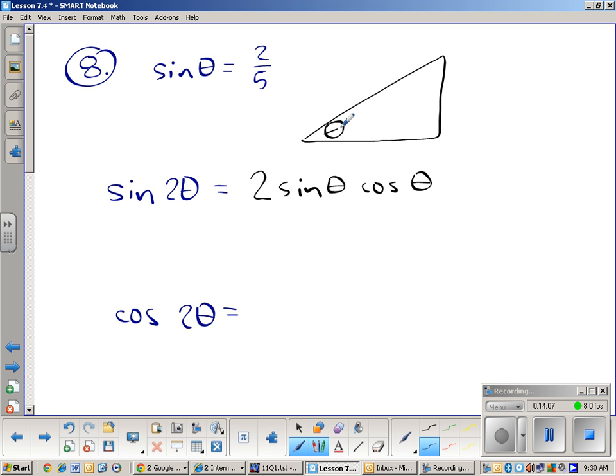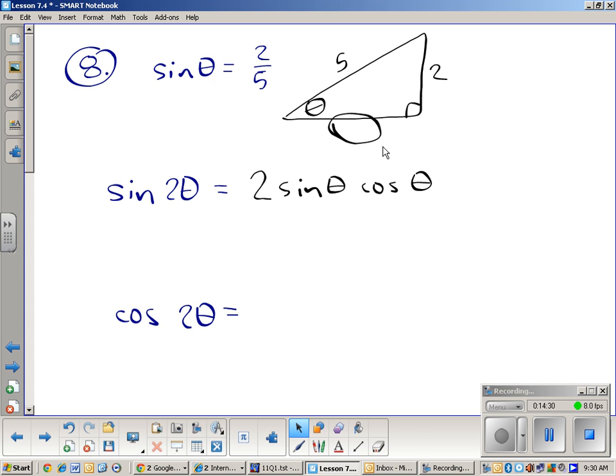If I call this theta, then the opposite side is 2, the hypotenuse is 5. What is this side? Not 4 this time, is it? 2 squared plus x squared equals 5 squared. Brady said it's the square root of 5 squared minus 2 squared. That's correct also. That's exactly what Megan would get had she worked out what she got. And so that's 25 minus 4, which is square root 21.